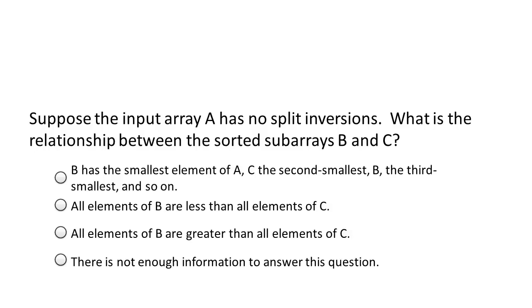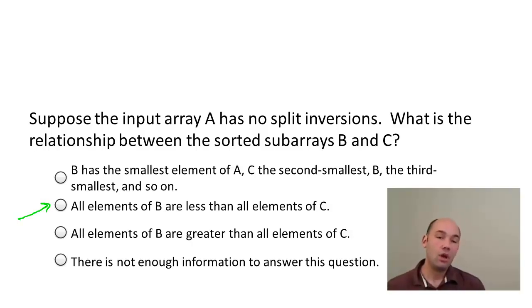The correct answer is the second one: if you have an array with no split inversions, then everything in the first half is less than everything in the second half. Why? Well, consider the contrapositive. Suppose you had even one element in the first half which was bigger than any element in the second half. That pair of elements alone would constitute a split inversion. Okay, so if you have no split inversions, then everything on the left is smaller than everything in the right half of the array.